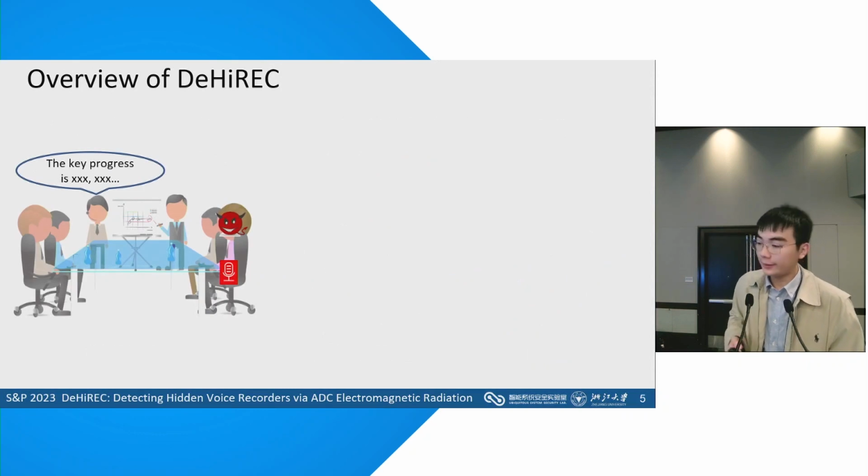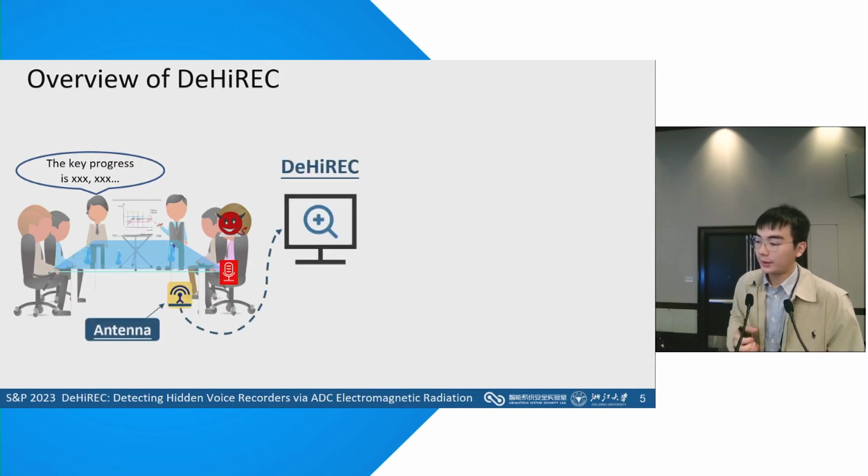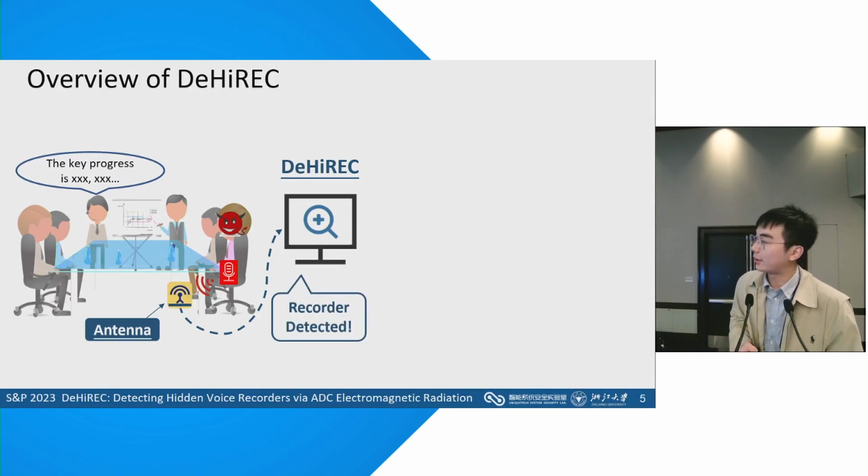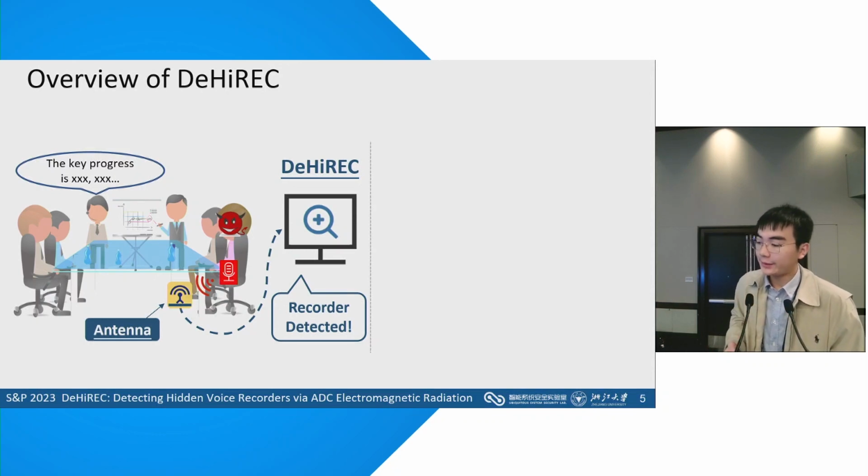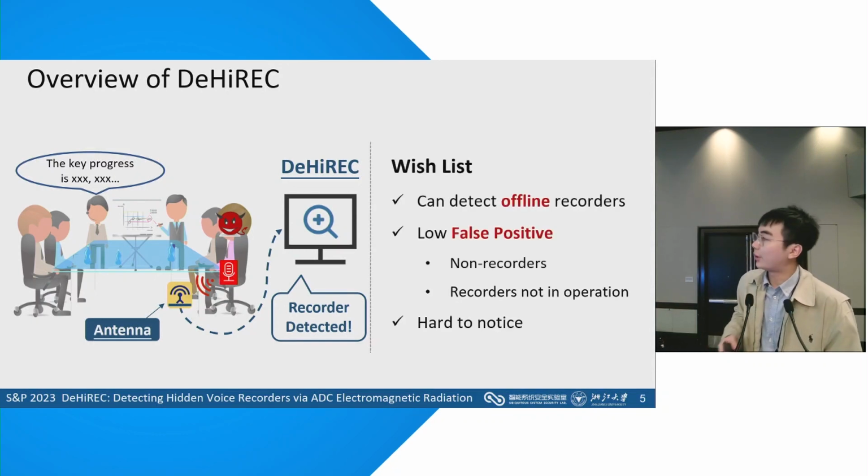So here's a quick overview of our system based on the key idea. As a detector, we imagine installing an antenna under the conference table to receive radio frequency signals. Once a recorder is recording, the radiation from the recorder will be captured by our system, and an alarm will be issued.